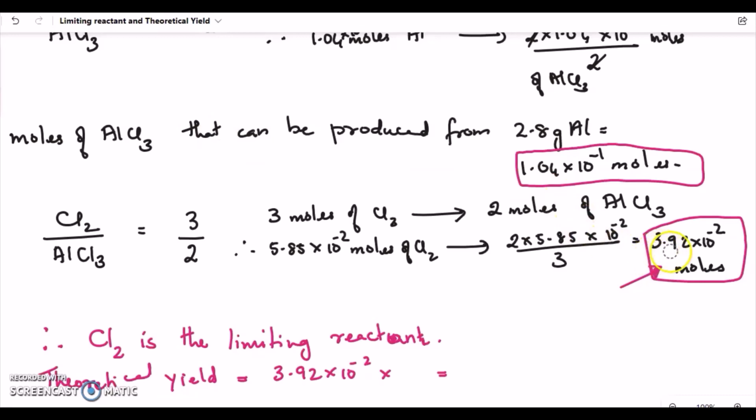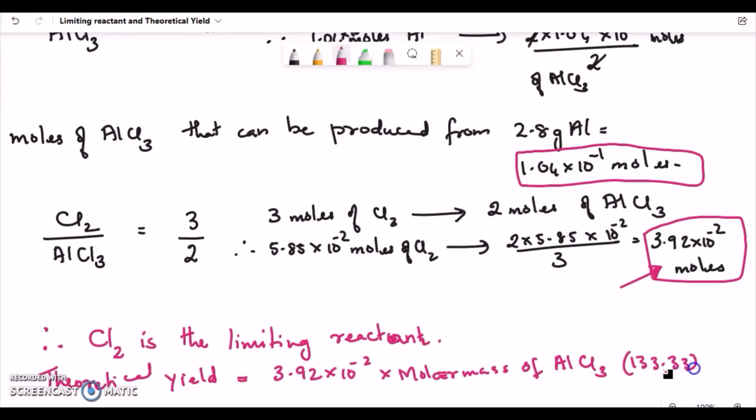We are getting 3.92 times 10 raised to minus 2 moles of aluminium chloride, which we have to convert to mass of aluminium chloride by multiplying with the molar mass of aluminium chloride. The molar mass of aluminium chloride is actually 133.33. Therefore, the theoretical yield in grams will be 5.20 grams of aluminium chloride. So this is the limiting reactant and theoretical yield calculation.